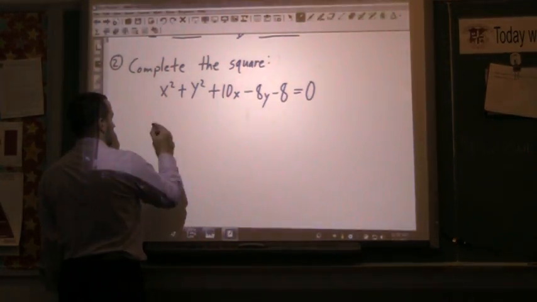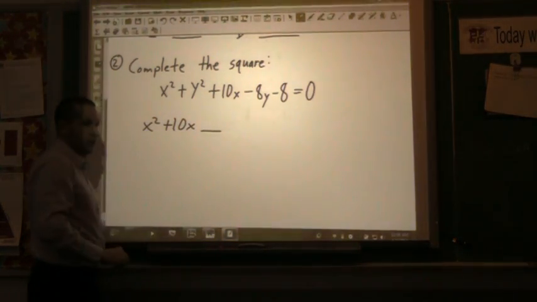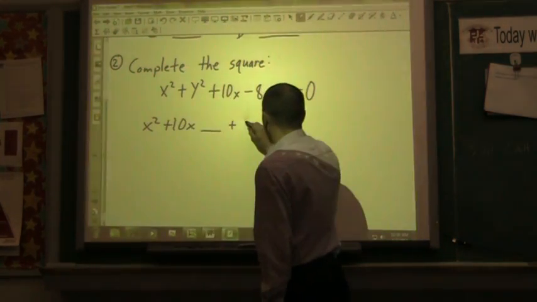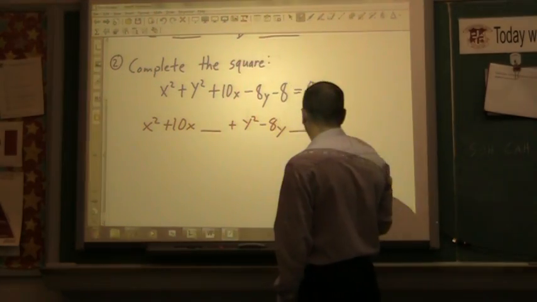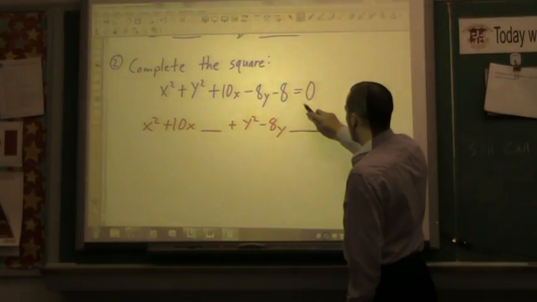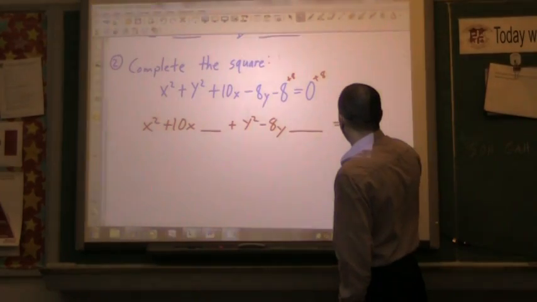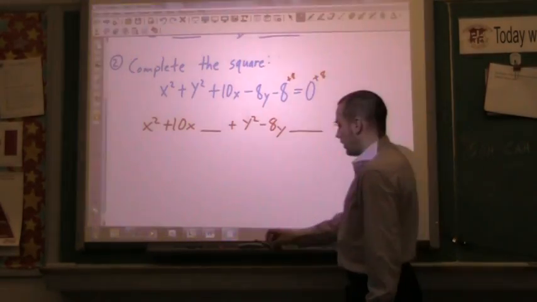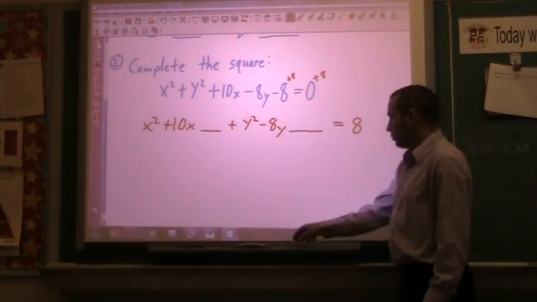I'm going to put the x's together, so I have an x squared plus 10x, and then a blank for completing the square. Then I'm going to put my y's together, so I have a y squared minus 8y, a blank for completing the square. And I'm going to take this -8 to the other side. Okay, so if I take that over to the other side, it becomes just a +8. Now I need to actually fill in the blanks with the number that would allow me to complete the square.